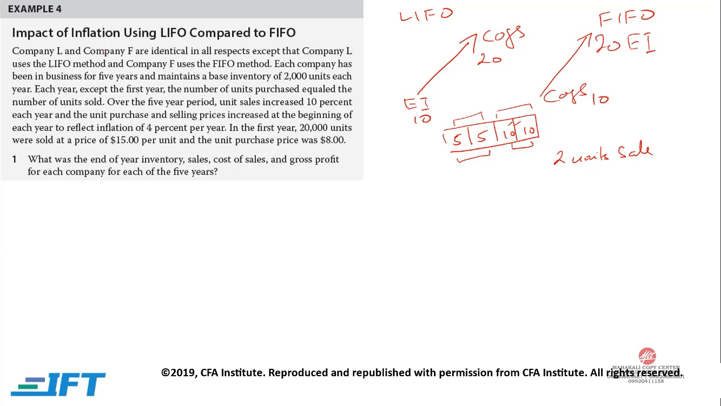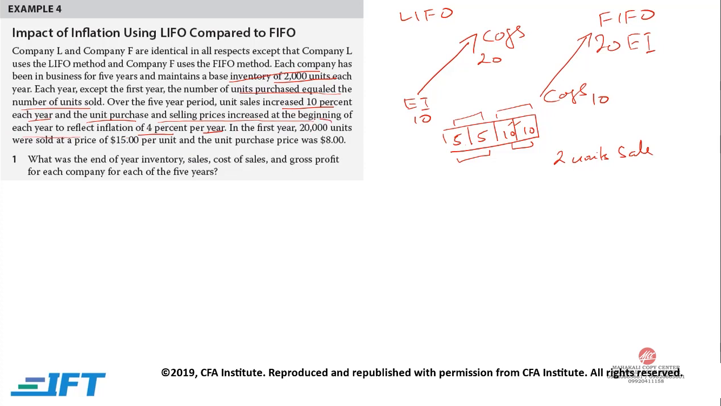Now company L and company F are identical in all respects except that company L uses the last in, first out method and company F uses first in, first out method. Each company has been in business for 5 years and maintains a base inventory of 2000 units each year. And each year except the first year, the number of units purchased equals the number of units sold. Over the 5-year period, unit sales increase 10% each year and the unit purchase and selling price increase at the beginning of each year to reflect inflation of 4% per year.